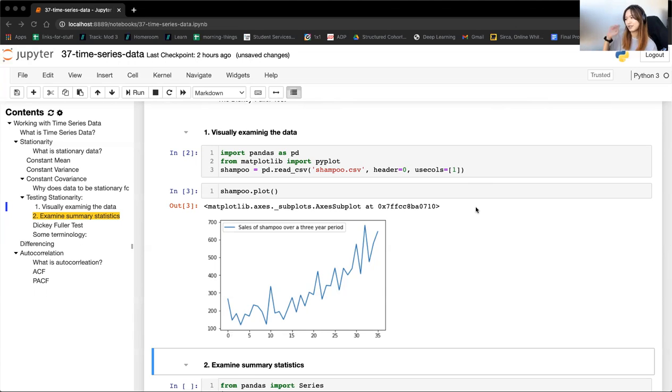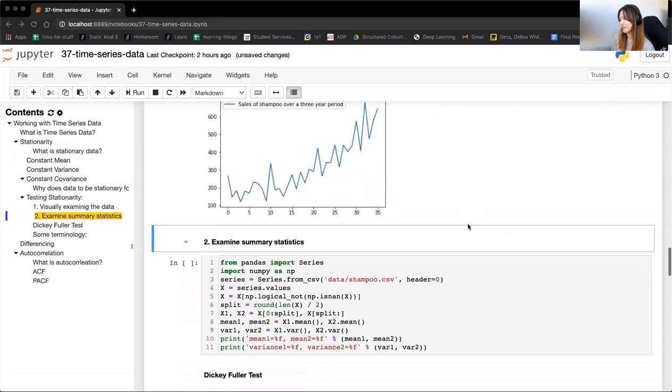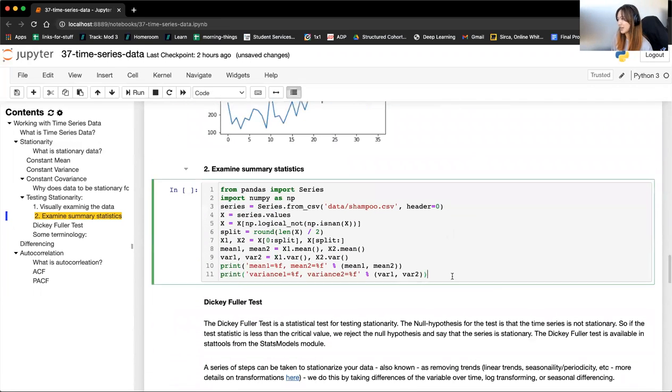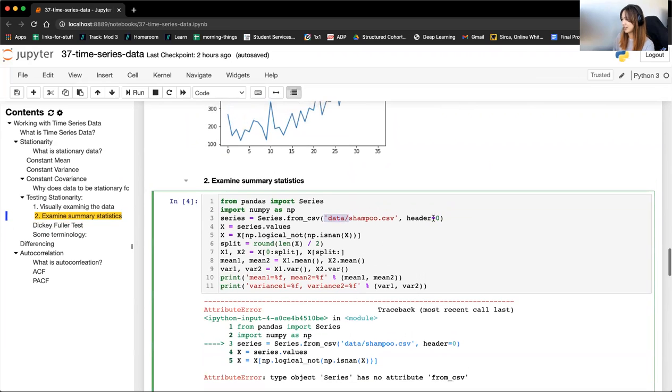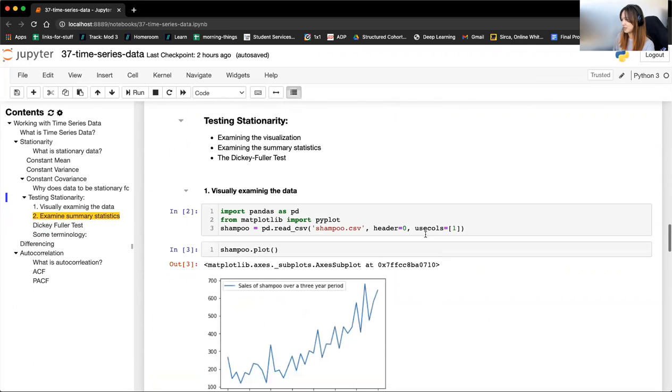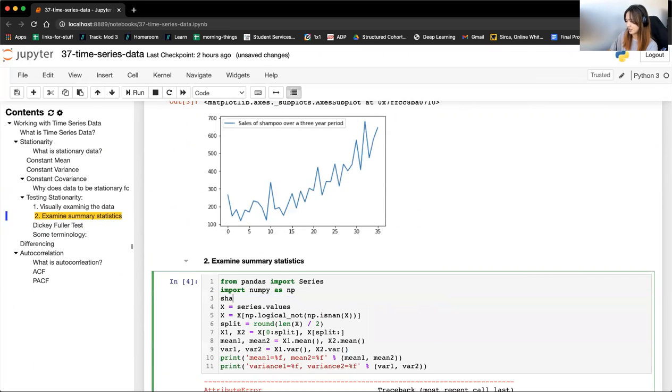In terms of variance, it's a little harder to see, but there are some statistics that can help us determine whether something is stationary. Questions so far? All right, so we can also examine our summary statistics. So just by printing, what is this? All right, let's just use shampoo here.